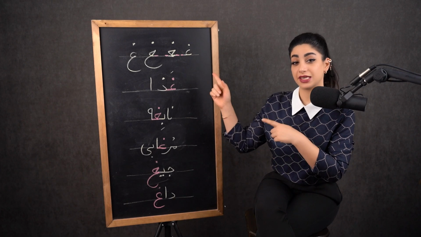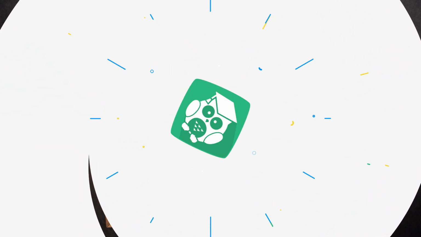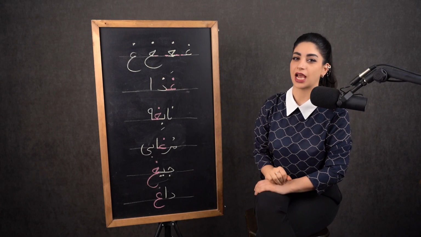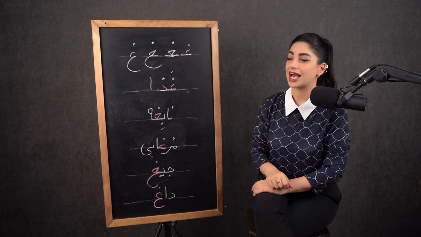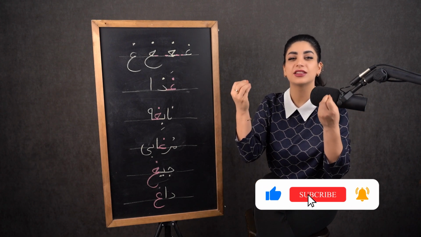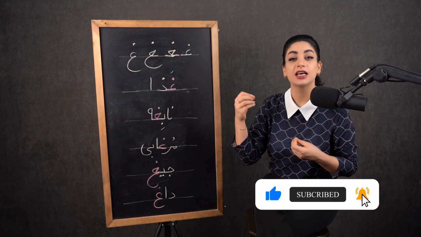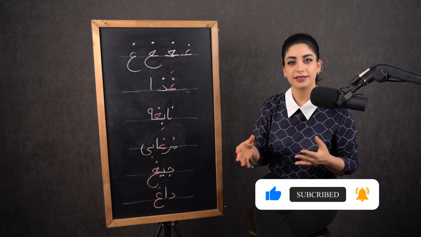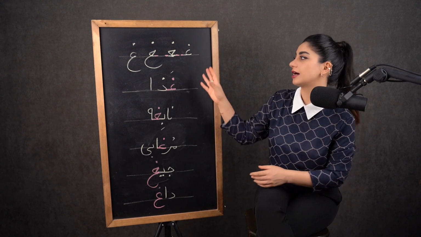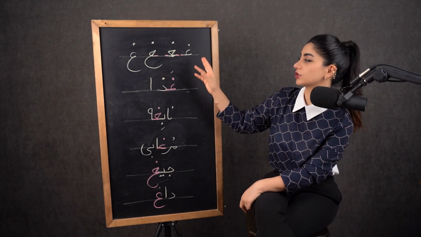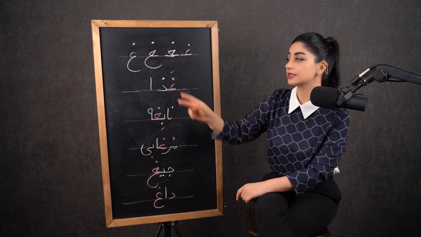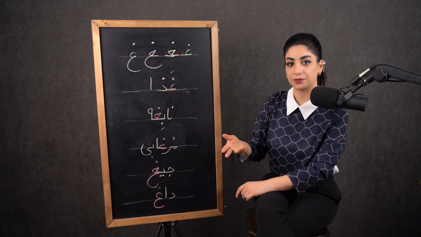Let's play with this q. Look at this one. This q has 4 different forms depending on the place that we have it in a word. It's easy. Don't look at the so many letters here. It's so easy. These 2 are lowercase, these 2 are capital.